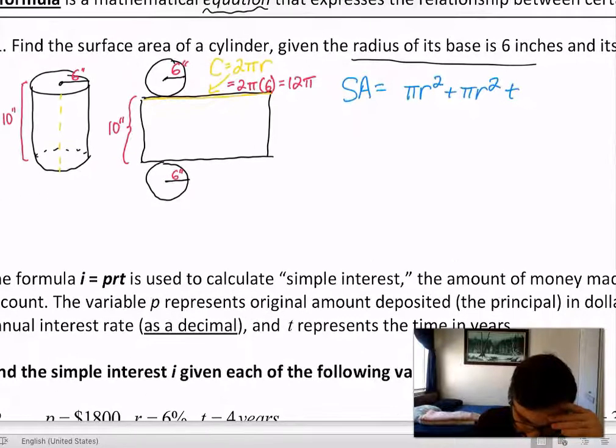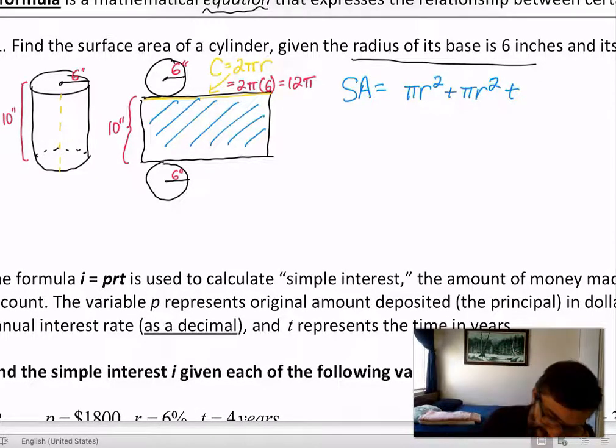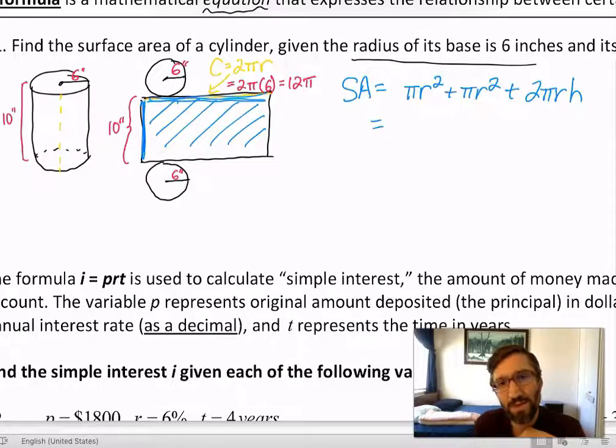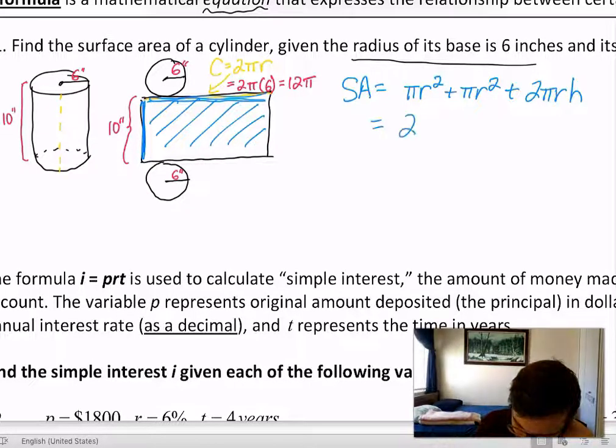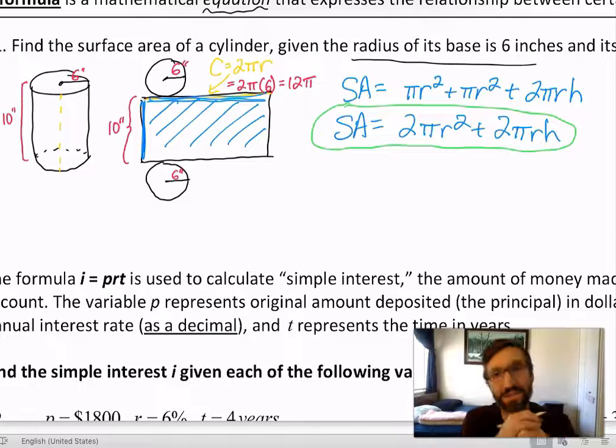And then you have this area in here, this rectangle. The area of a rectangle would be the base times the height. The height is the height, and the base is the circumference. So we would have the circumference times the height. And we can simplify this down a little bit. Since we have pi r squared plus pi r squared, that would be 2 pi r squared plus 2 pi r h. So this is actually the formula for the surface area of a cylinder.